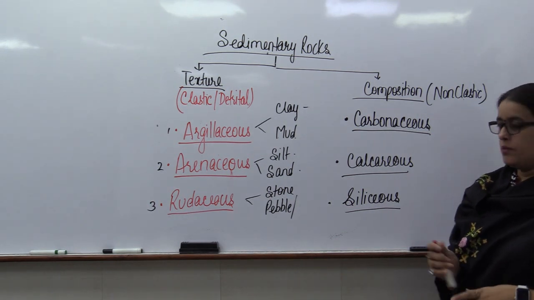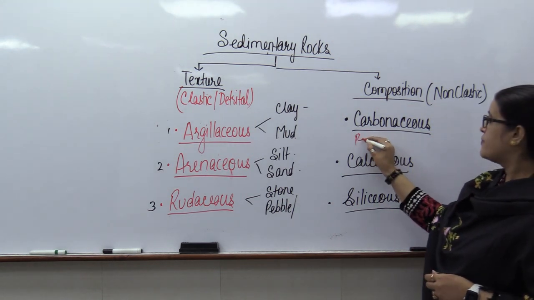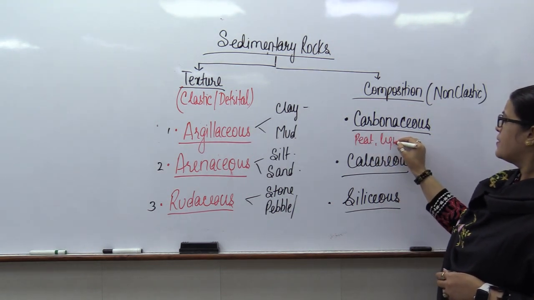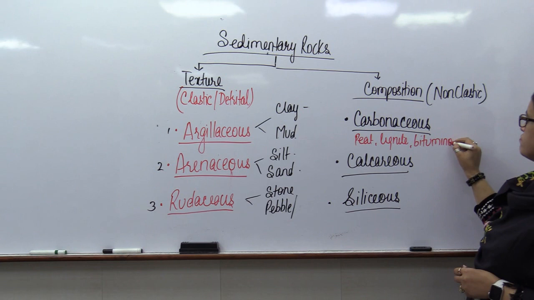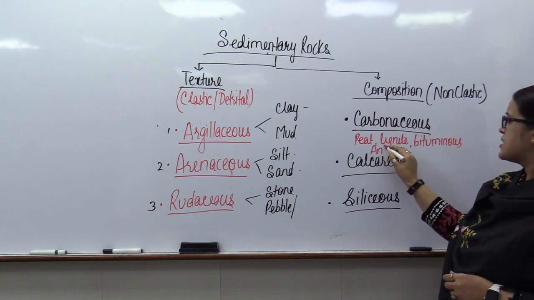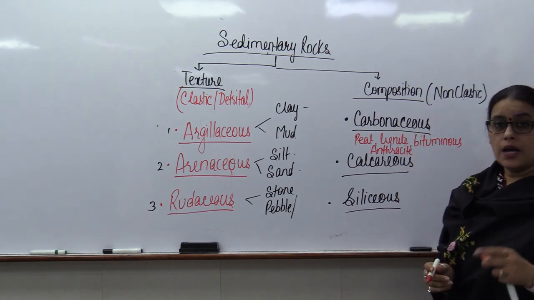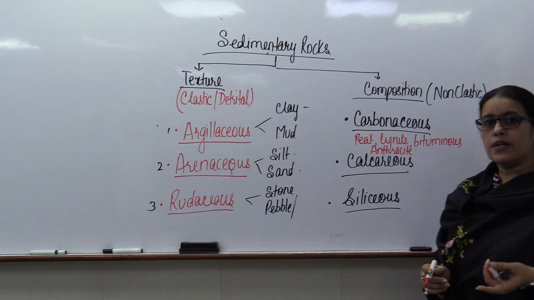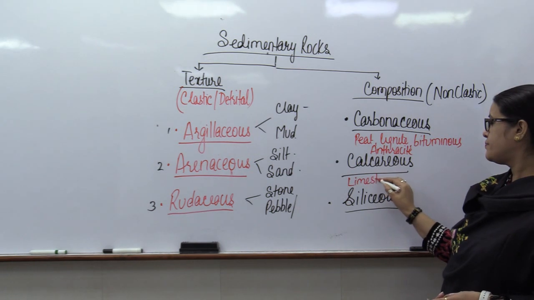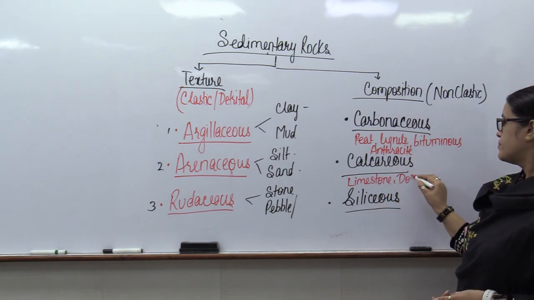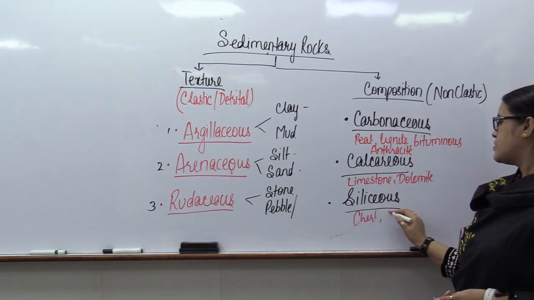become easier, because if I say carbonaceous, I am more talking about organically formed. Peat, lignite, bituminous, anthracite are which type of sedimentary rocks? They are carbonaceous, non-clastic sedimentary rock. Calcareous, limestone and dolomite. And if I have to talk about siliceous, I'll say it is chalk, gypsum.